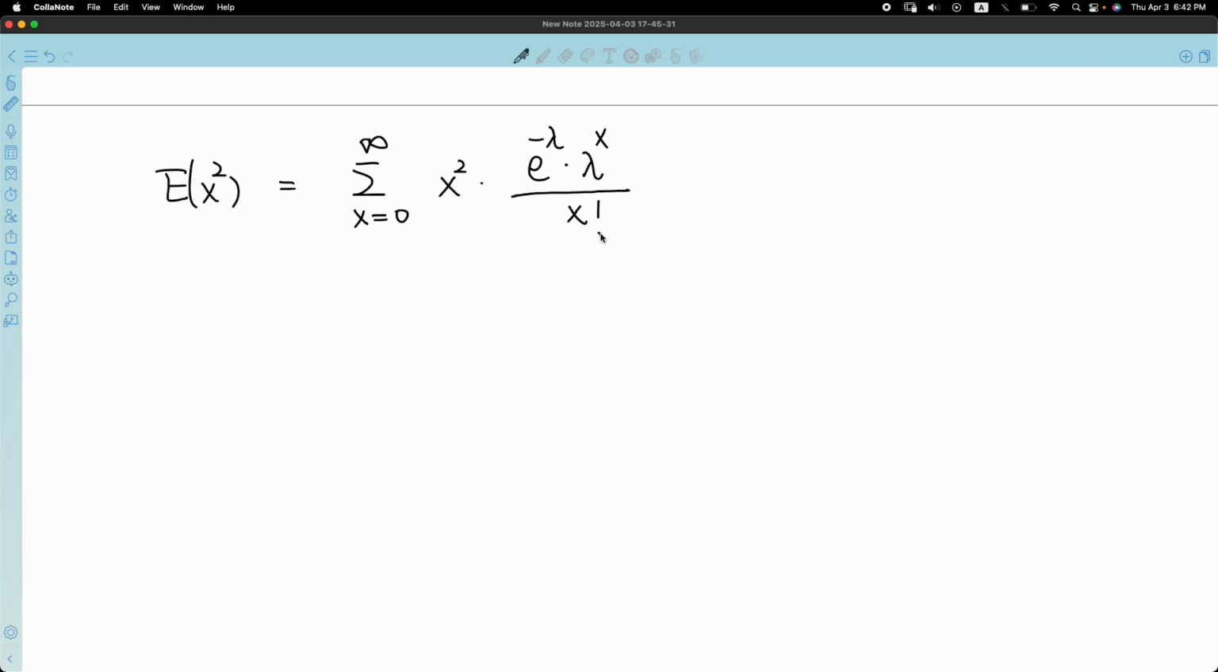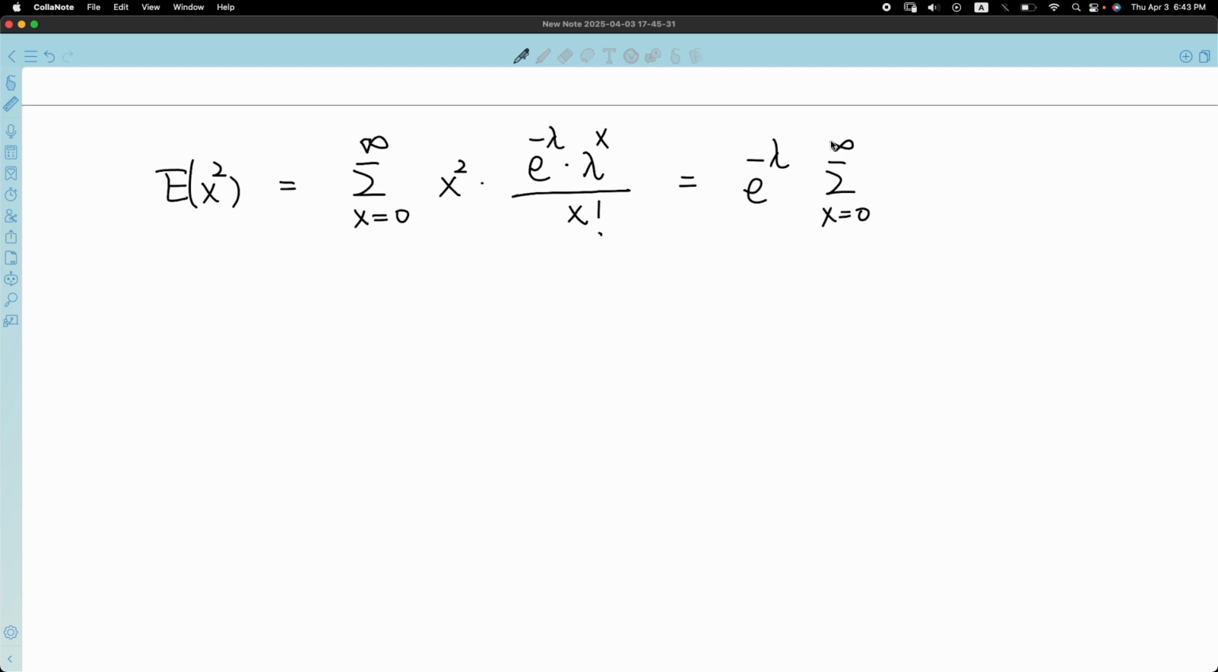So let's manipulate this part to get our result. First of all, let's bring e to the power of lambda to the front. That's a constant term. Summation x equal to 0 to infinity. The term remaining is the x squared and then lambda to the x over x factorial.